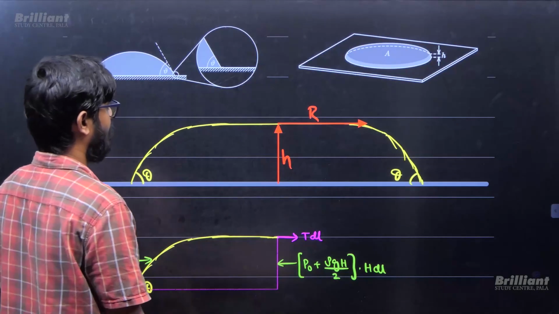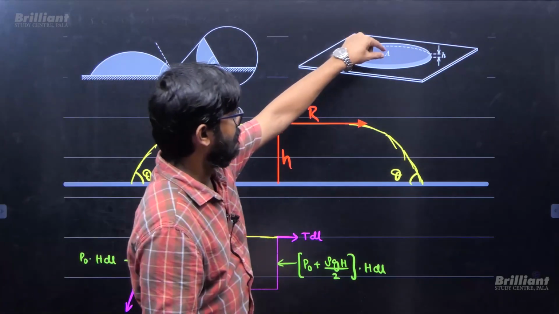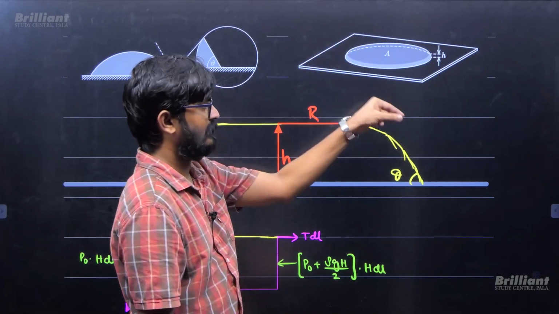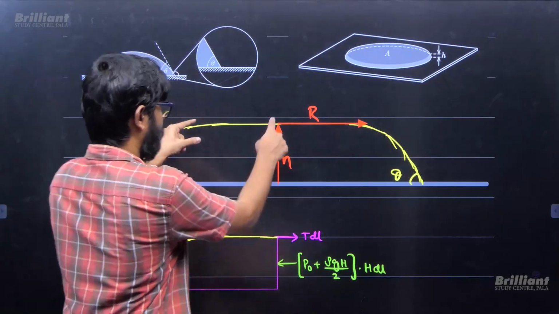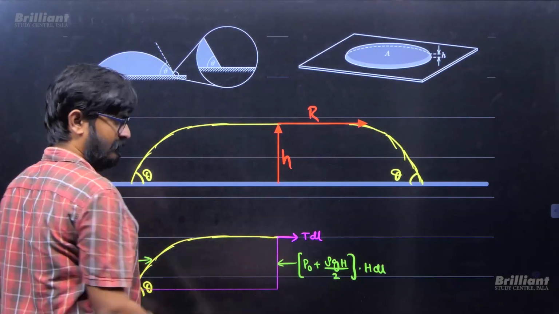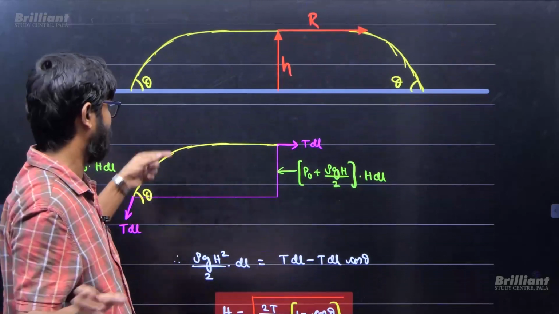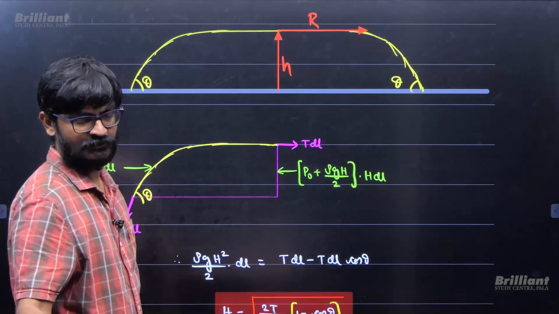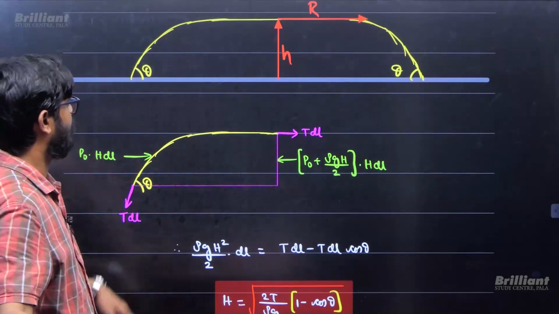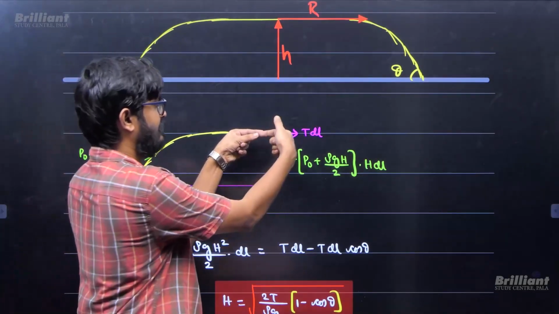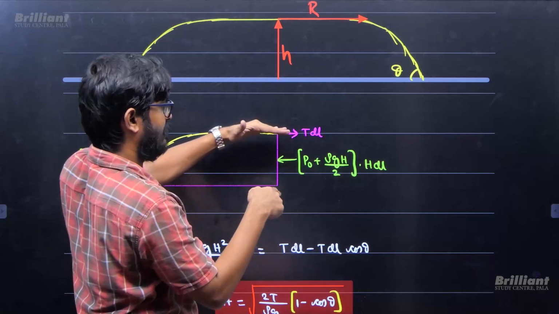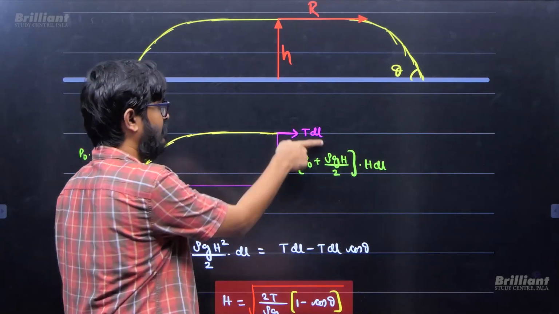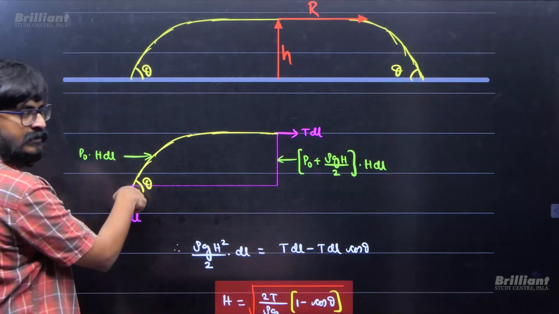Now I'll be drawing the free body diagram of a slice. So I'll be taking a slice like this, and I'll be drawing the free body diagram of that. This length into the page is dl. Now if I draw the free body diagram where this length is dl, then this is the surface. So there will be a surface tension force T into dl.